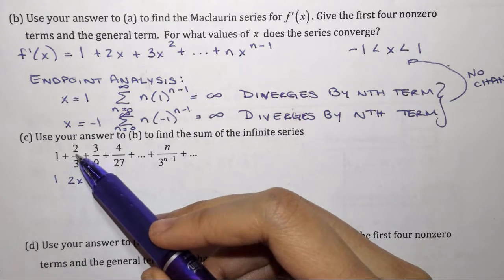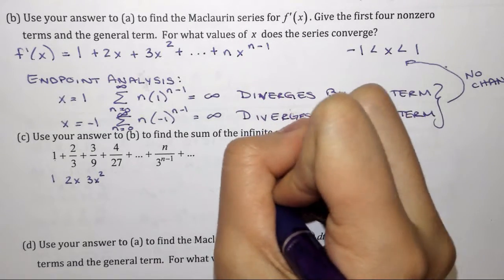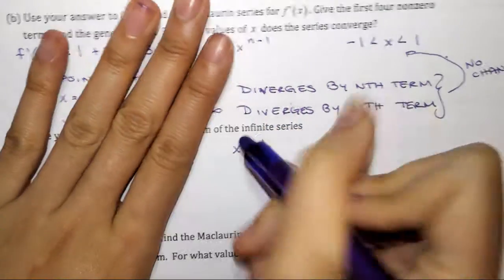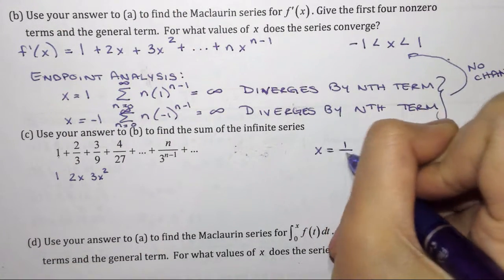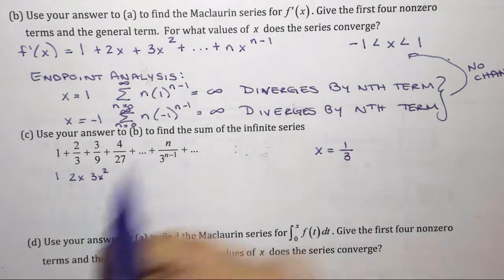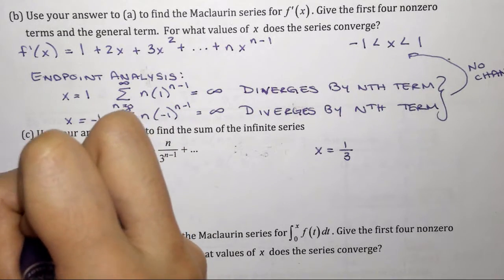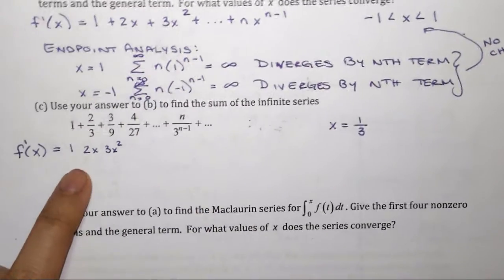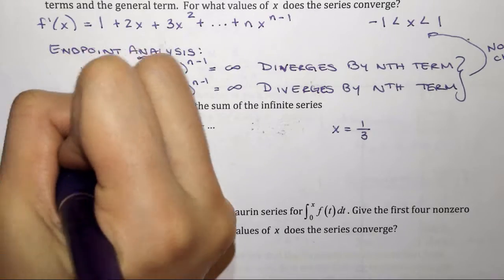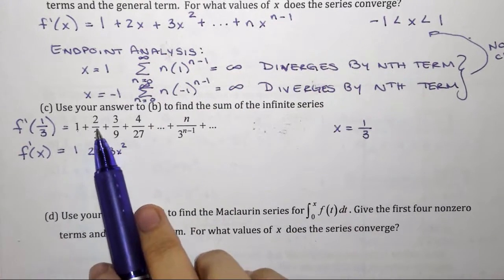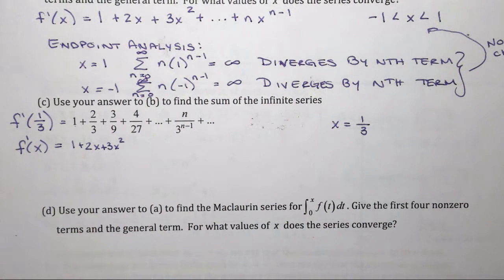Well, if you notice, 2/3 will equal 2x if x equals 1/3. I'm going to write this a little bit further out. So this is where x equals 1/3, right? Well, if this matches up with this at x equals 1/3, and this is f prime of x, then this function would be f prime of 1/3, right? Because this series is just this series with 1/3 in for x.